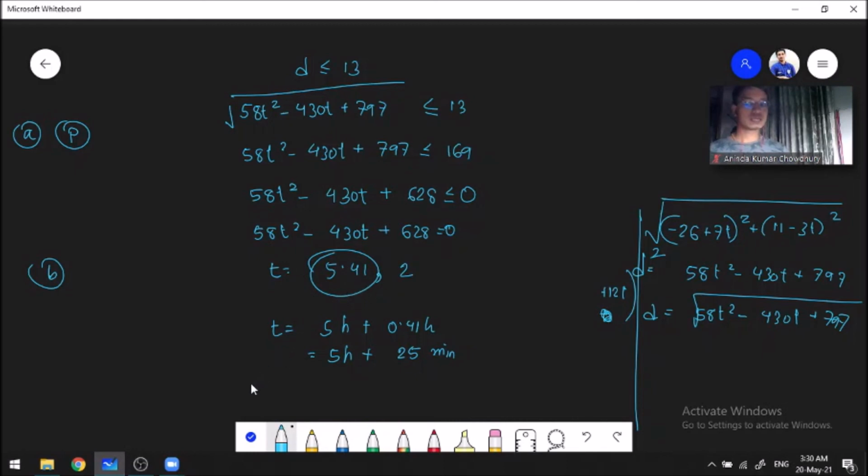So we started at 00 hours, midnight. After 5 hours and 25 minutes, the ship Q moves out of sight, and the time on the clock at that time is 05:25. This is your final answer.